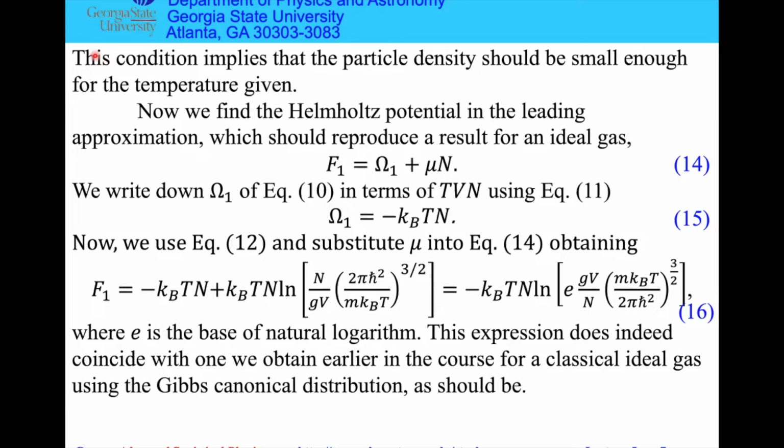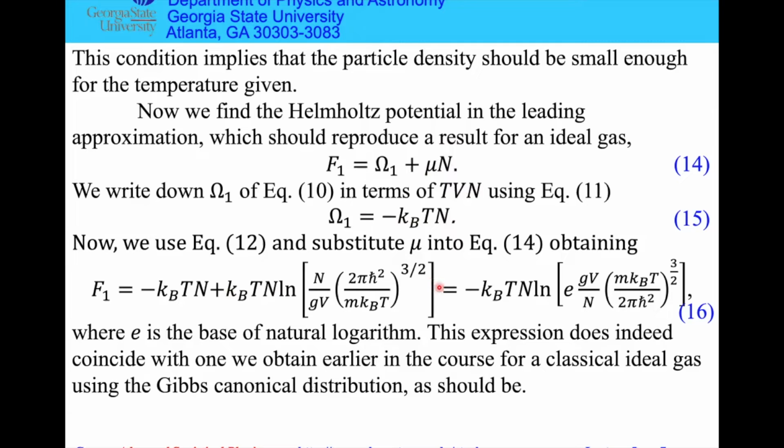Now we need to finish finding Helmholtz's potential. From thermodynamics we know the omega potential differs from Helmholtz's potential by a Laplace transform in N. This is the inverse transform, so the sign is plus. F is equal to omega 1 plus mu N. So we have already obtained omega 1 in terms of T, V, N. It's simply minus kBT N. We only need to add this term, mu N. The rest is the expression for mu that we had in the previous slide.